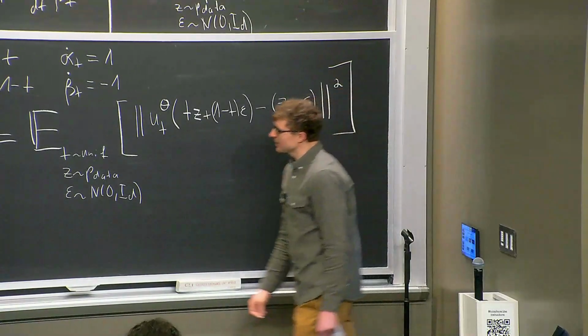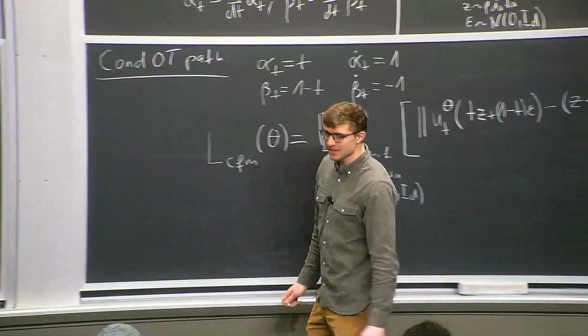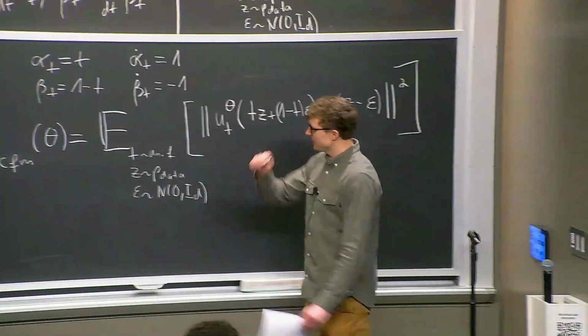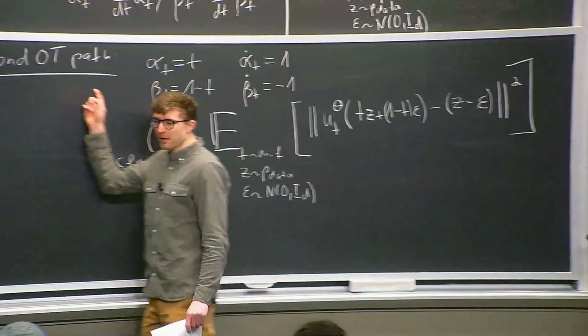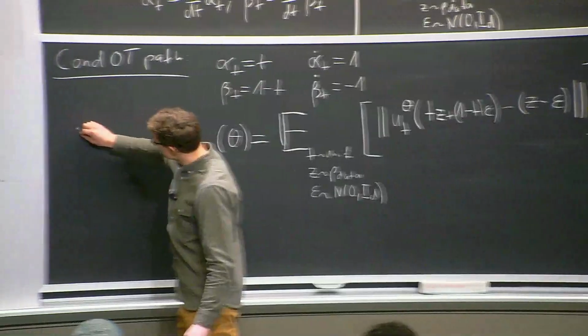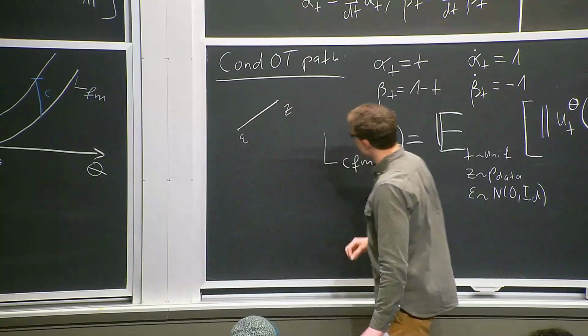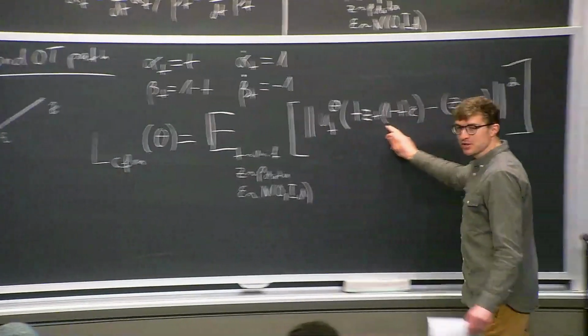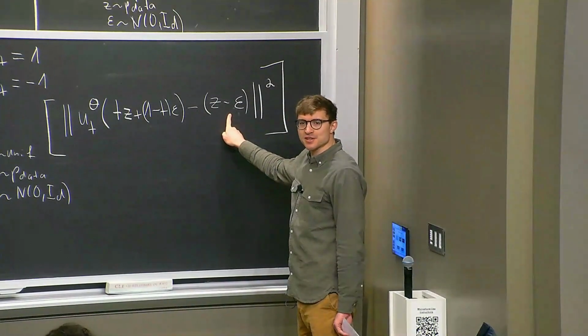This choice has a specific name. It's what's called the cond-OT path. Just as an aside, it's related to the idea that, conditionally on a specific data point, this corresponds to the optimal transport path, because it basically corresponds to a straight line between noise and data. So we're just taking a straight line here, which is this object. And what we're predicting is a difference.